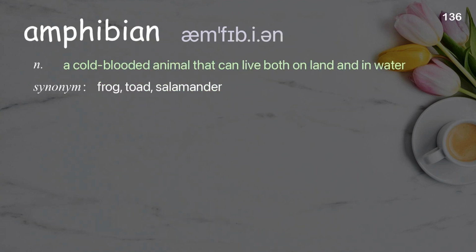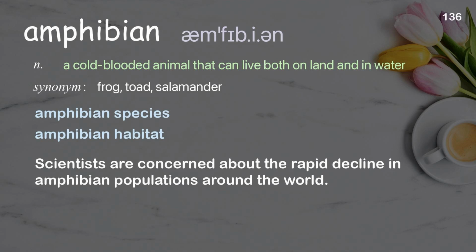Amphibian. A cold-blooded animal that can live both on land and in water. Examples: Amphibian species. Amphibian habitat. Scientists are concerned about the rapid decline in amphibian populations around the world.